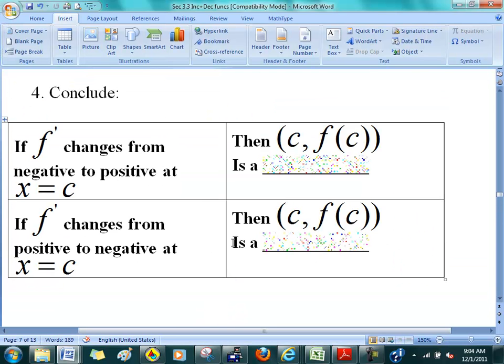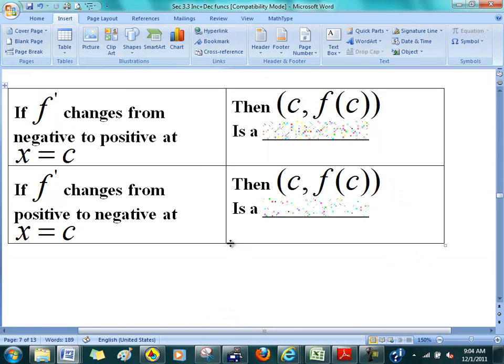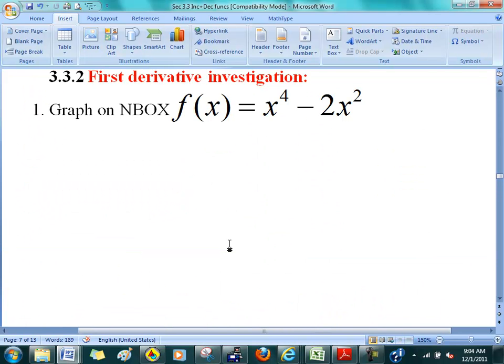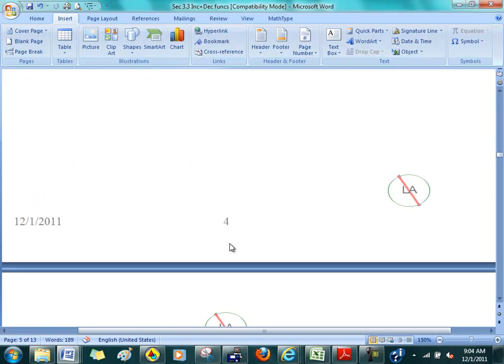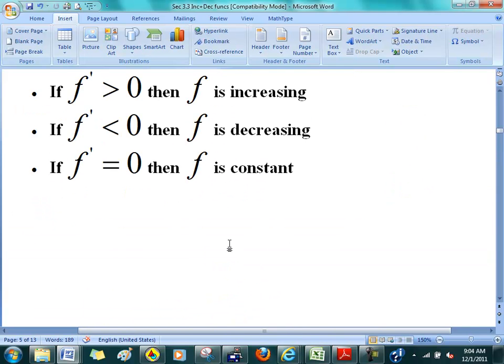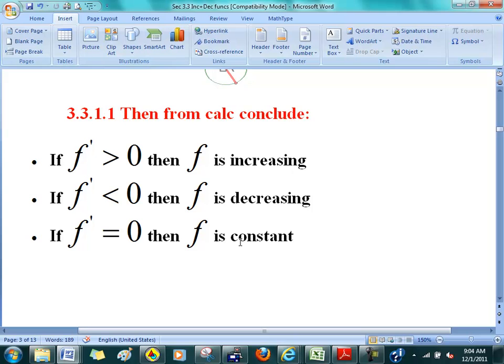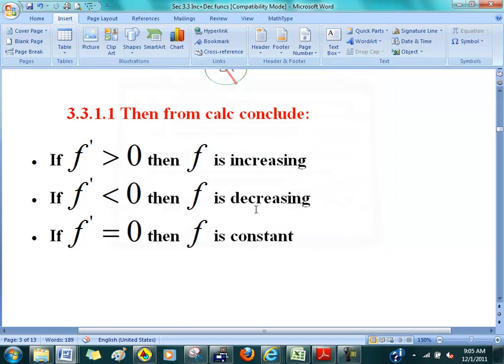Guys, remember the sparkles? Well, not even the sparkles. Right here. Guys, even remember this? Right out of your notes. That's the answer. Function is increasing when f prime is positive. Function is decreasing when f prime is negative. Wow, you got it.